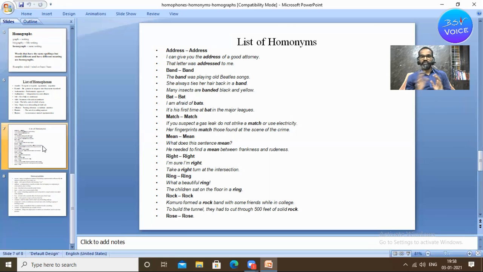So here both words have the same spelling, but the meaning is different, and the pronunciation is also the same. Let us go to the next one. Before going to that, I want to say something about homophones also.